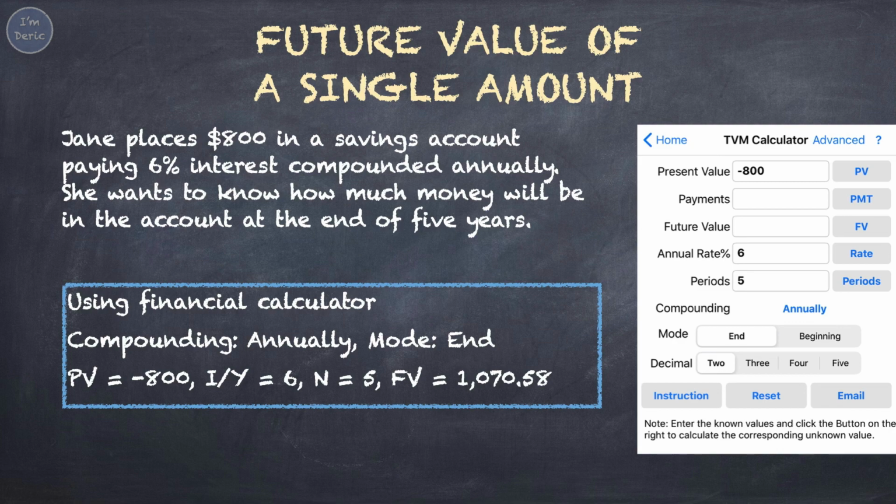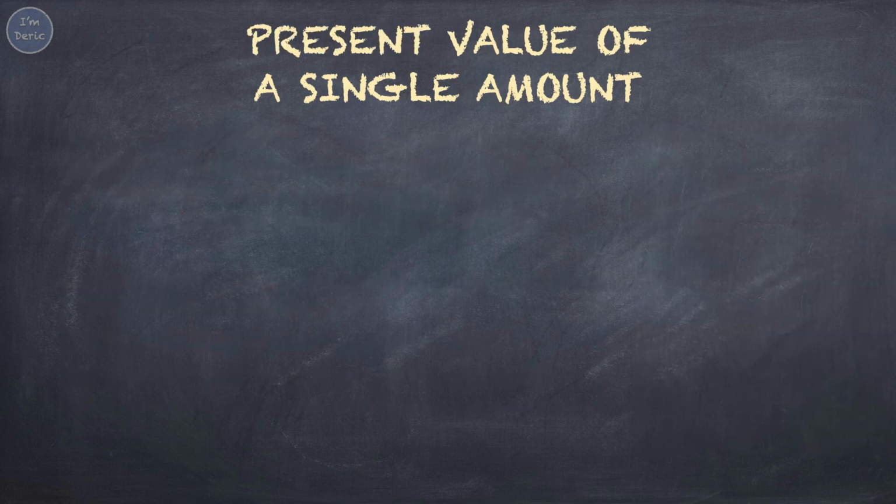Key in 6 for IY, the annual rate. Key in 5 for N, the period. Lastly, press FV, then you will get the answer. This amount of money will be in the account of Jane at the end of 5 years. Next, let's calculate the present value of a single amount.